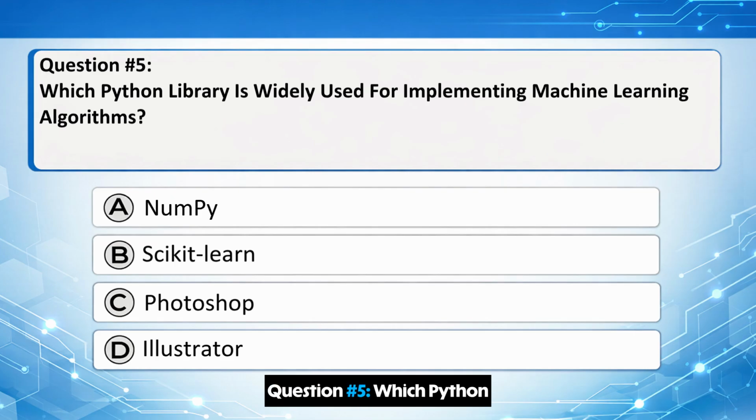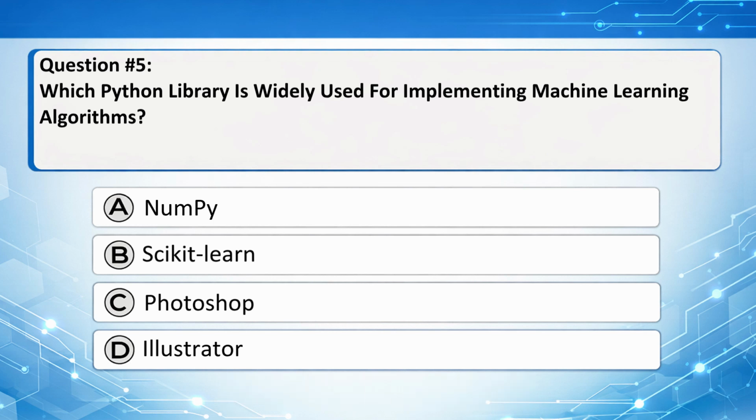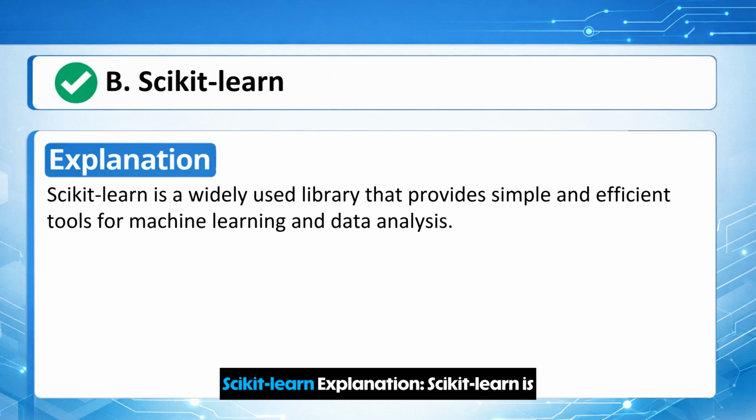Question number 5. Which Python library is widely used for implementing machine learning algorithms? A. NumPy. B. Scikit-learn. C. Photoshop. D. Illustrator. Correct answer: B. Scikit-learn. Explanation: Scikit-learn is a widely used library that provides simple and efficient tools for machine learning and data analysis.